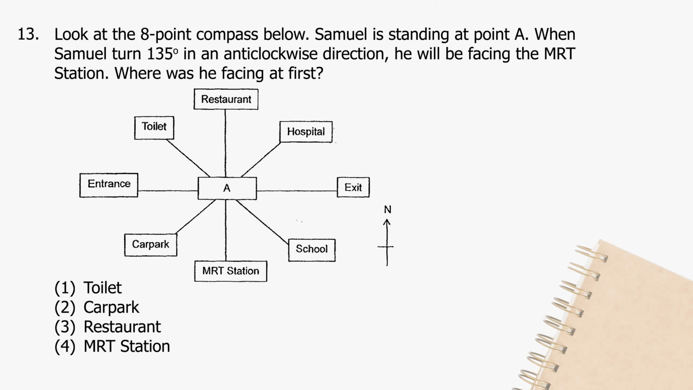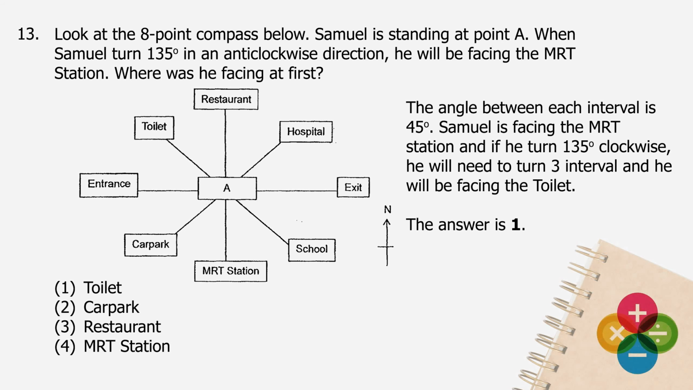Question 13. Look at the 8-point compass below. Samuel is standing at point A. When Samuel turns 135 degrees in an anticlockwise direction, he will be facing the MRT station. Where was he facing at first? The angle between each interval is 45 degrees. Samuel is facing the MRT station, and if he turns 135 degrees clockwise, he will need to turn 3 intervals, and he will be facing the toilet. The answer is 1.